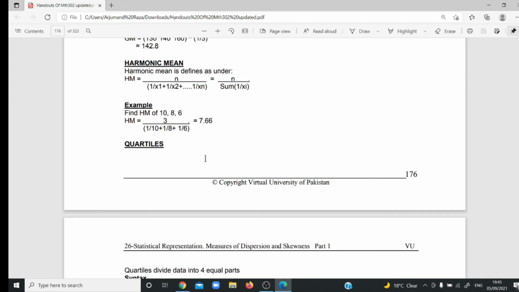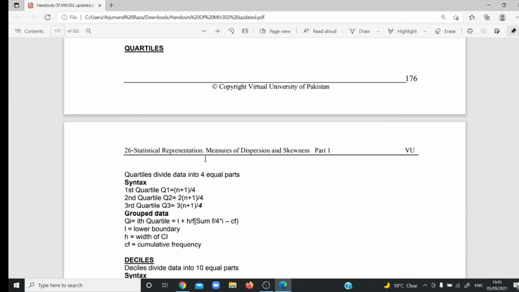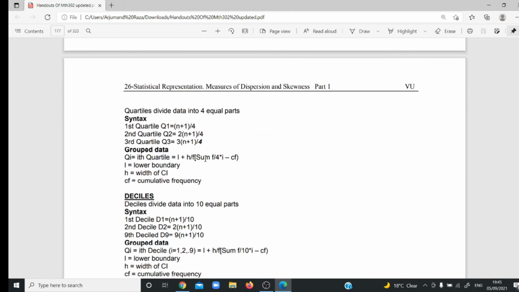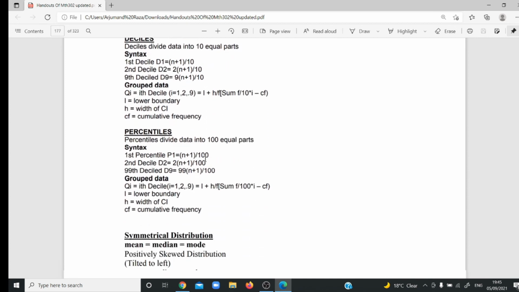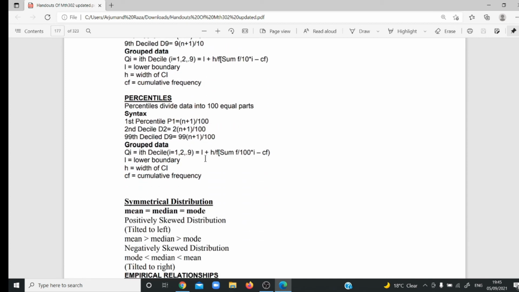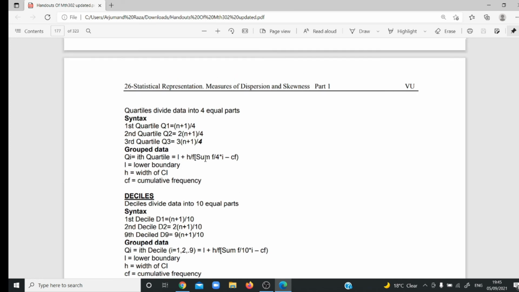Okay, for quartiles, deciles and percentiles, the formula is the same. N plus 1 divided by: for quartiles you have to divide by 4, for deciles you have to divide by 10, and for percentiles you have to divide by 100. What changes? For the first quartile, the whole equation we have to multiply by 1. For the second quartile we have to multiply by 2. For the third quartile we have to multiply by 3, and this is how it goes on.